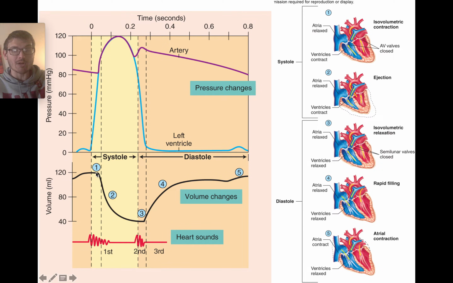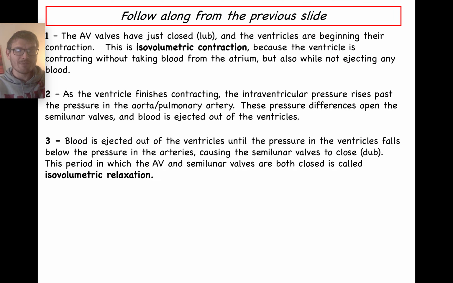So if you go from 120 here during isovolumetric contraction to about 40 down here at the end of systole, that is your stroke volume, which is about 80 milliliters. Okay, so the ventricles will continue contracting to get that full stroke volume out until we get to number 3 right here. We're getting to another pair of vertical dotted lines. Well, that's going to tell us something.